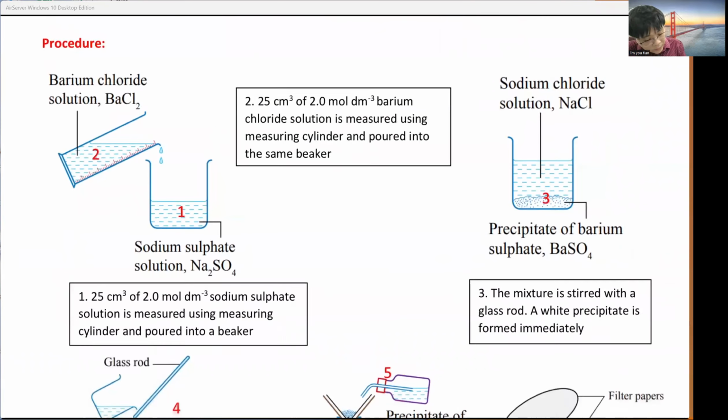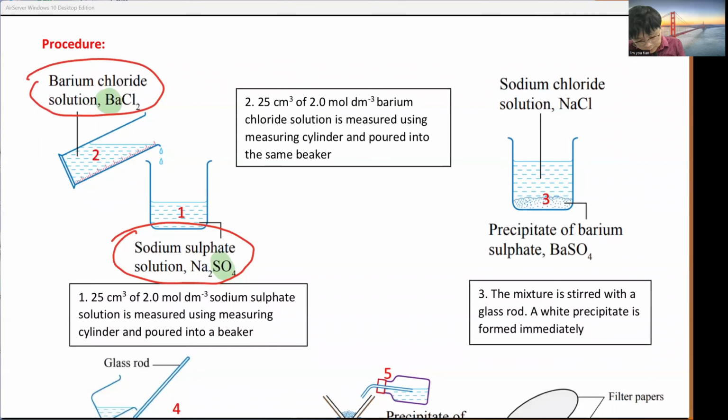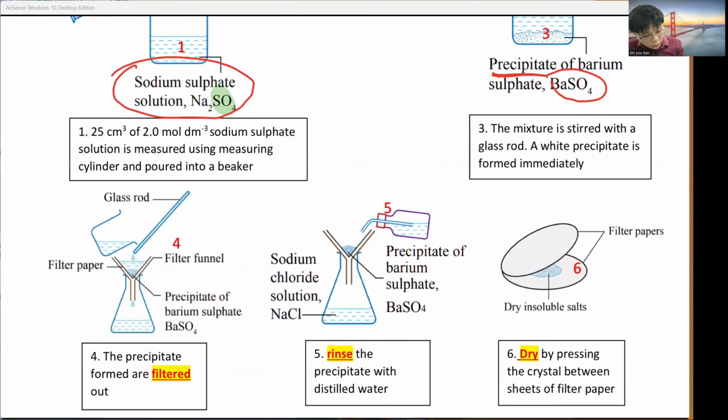See this example. I put in barium chloride and added sodium sulfate. You see, barium and sulfate combine together and form barium sulfate, which is an insoluble salt. When you pour them both together, you get the insoluble salt. After that, you filter it out, and then you will get your barium sulfate here.